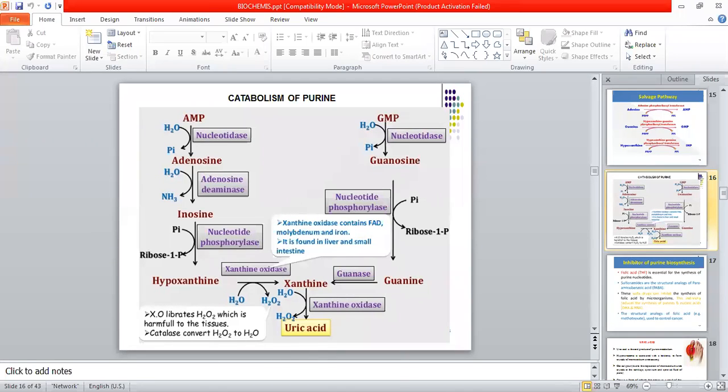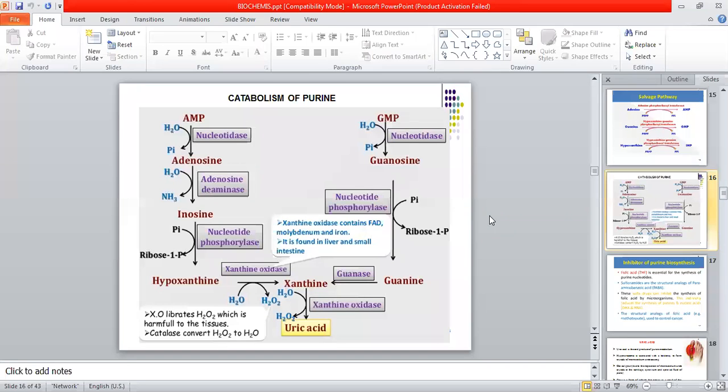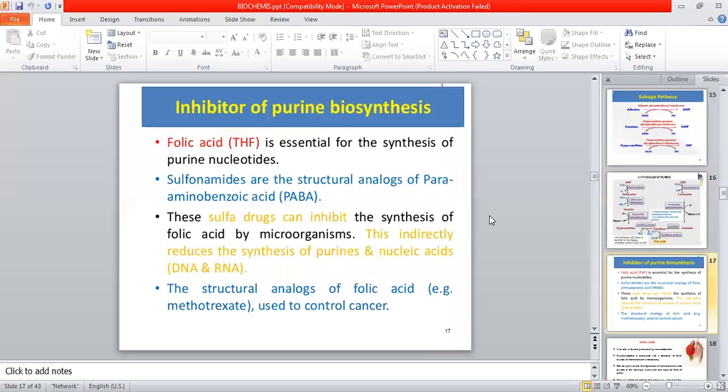So now our question is, what is uric acid? So now we have to learn regarding the uric acid. Firstly, before uric acid, we should know that we have read here regarding the biosynthesis of purine and the pyrimidine. The next one is catabolism. After catabolism, we have to see what are the inhibitors of purine biosynthesis.